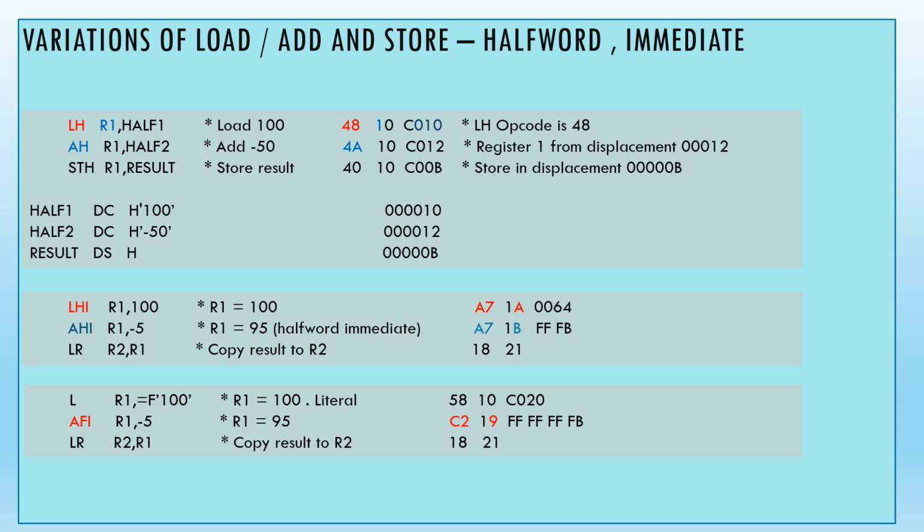Now let us look at the second one. We will understand this better. AH, what are we doing? We are adding a value again in the register R1, which is already containing a value of 100 because we loaded it in the previous instruction, and we are adding half 2. Half 2 is minus 50. What is the opcode for AH? It is 4A. So the program will get converted into 4A. That means the moment the assembler reads it, it understands that I am adding a half word here.